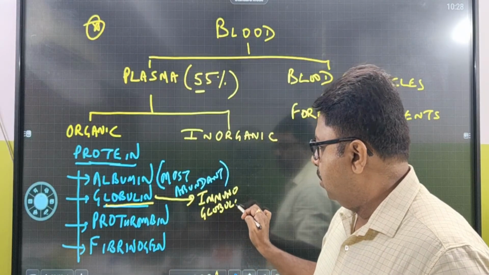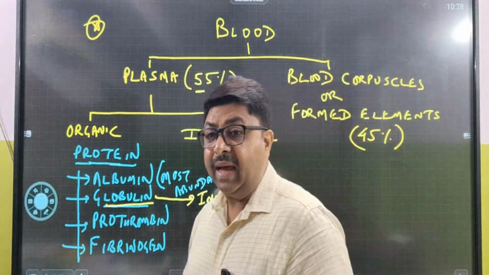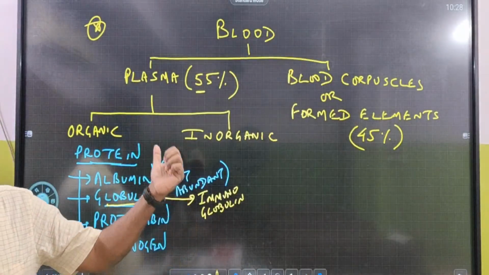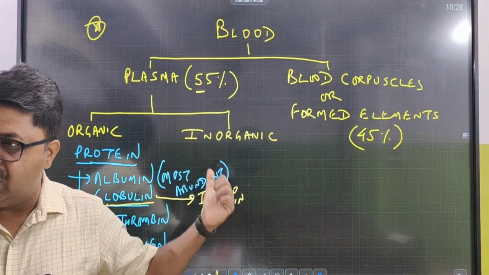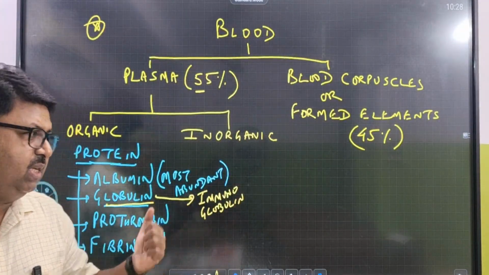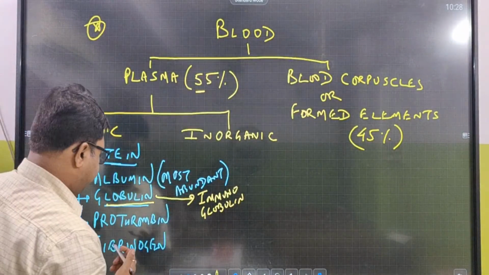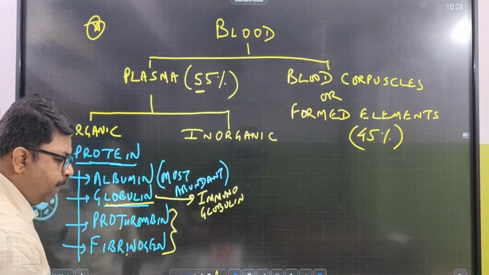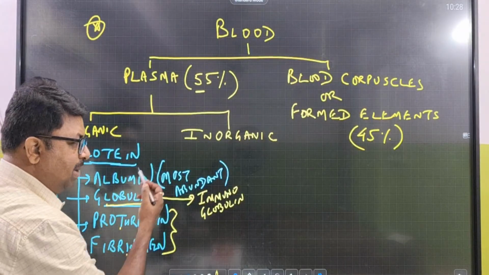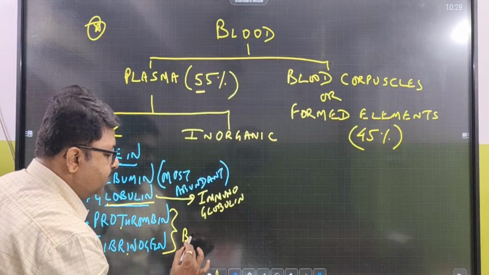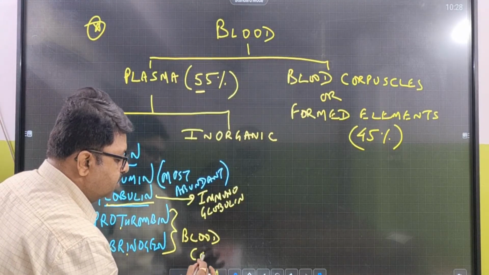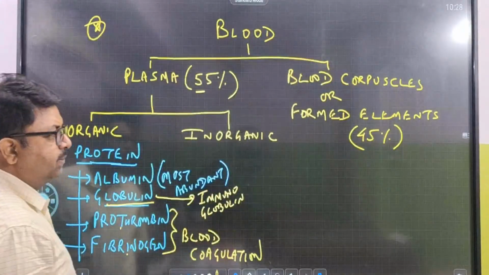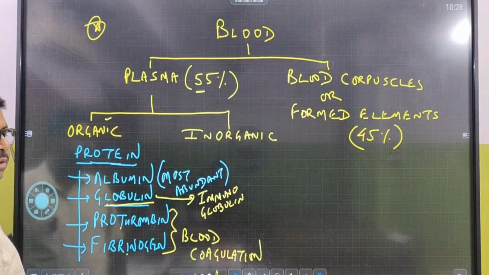We know that the antibodies are basically all immunoglobulin in nature. We call them IgG, IgA, IgD, IgM, and IgE. So these are globulins. Prothrombin and fibrinogen are the two plasma proteins which help in blood coagulation. Clear? So this is about the organic portion.